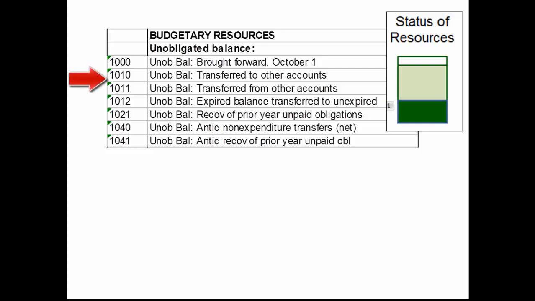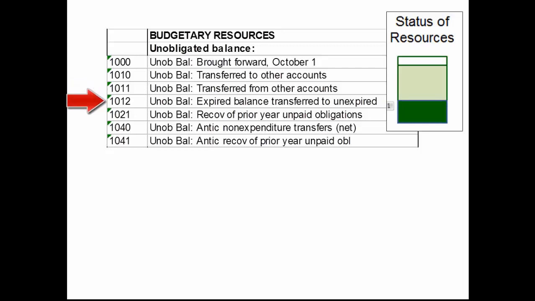Lines 1010 and 1011 reflect non-expenditure transfers out or in. If the account you're researching is unexpired, any amounts transferred in would be available to be apportioned and obligated.